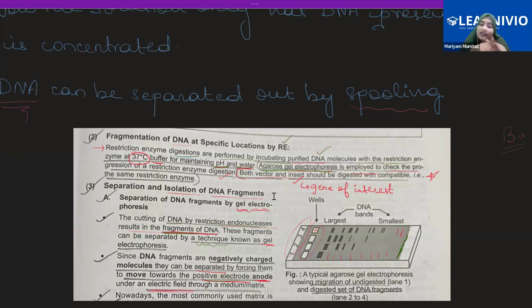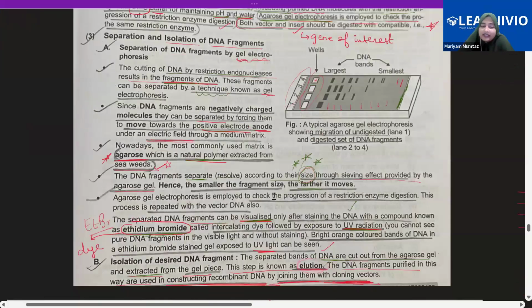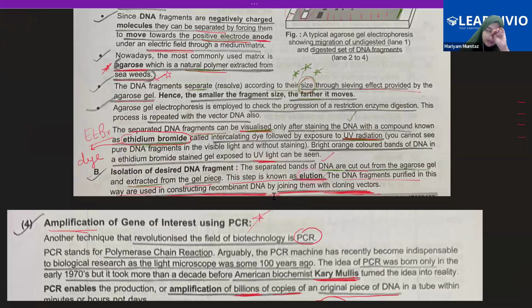Now, once they've reached the last side, what do we do? We cut the DNA out of that. Now, we have the gene of interest that has been fragmented. That fragmented DNA is isolated, and that step is called elution basically, or extracting it from that agarose gel, which is extracted from seaweed.